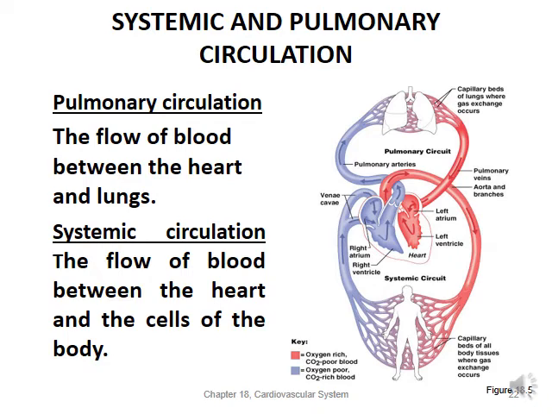So it is called a double circulation for two reasons. Number one, it comprises a pulmonary circuit and a systemic circuit. Number two, because blood moves through the heart twice in one circulation. Okay, all right.